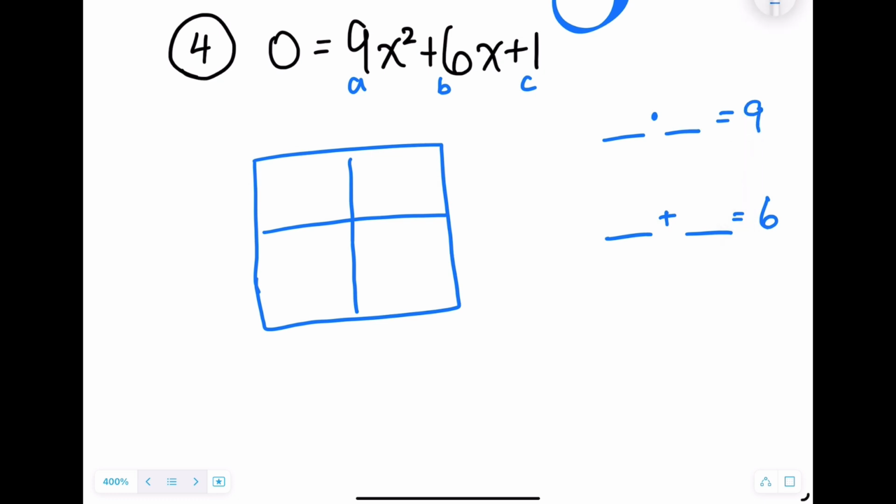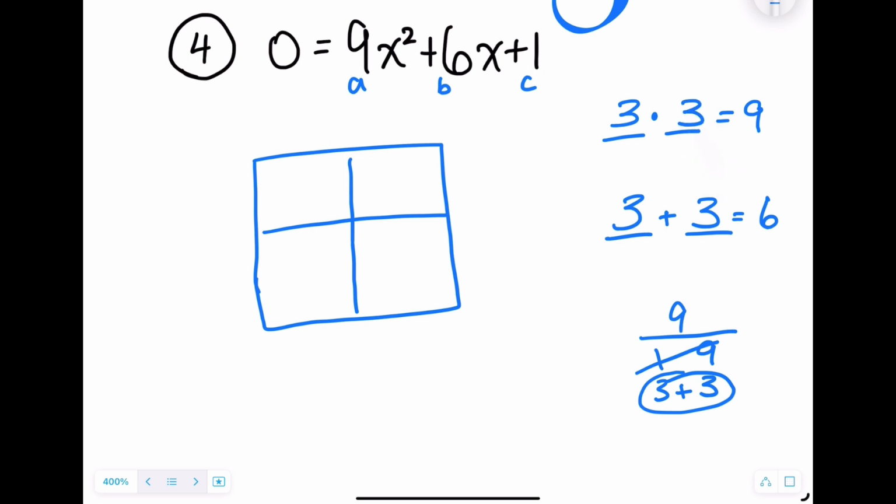So let's explore the factors of 9. We have 1 and 9, 3 and 3. And since everything is positive, we're keeping our factors of 9 positive as well. So which values add up to 6? 1 and 9 don't, so we'll cross those out. But 3 and 3 work out to add to 6. So that's great. We found our values.